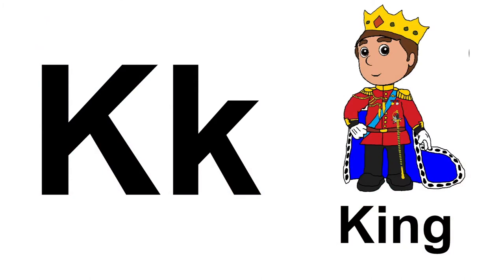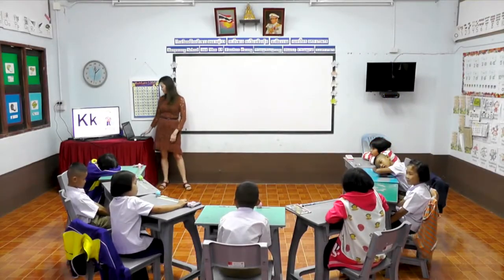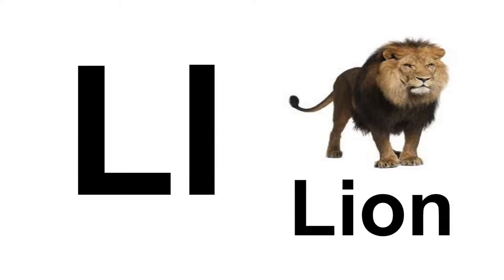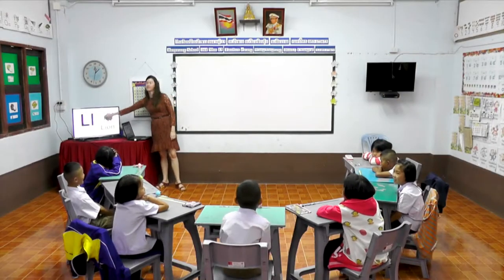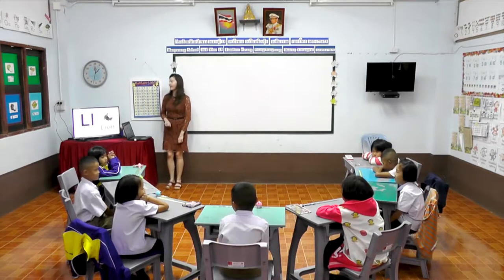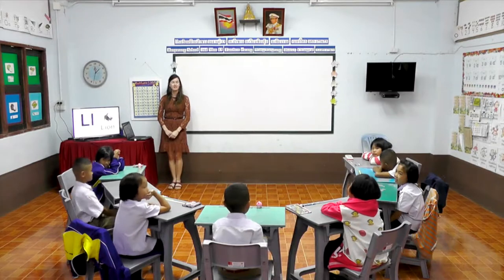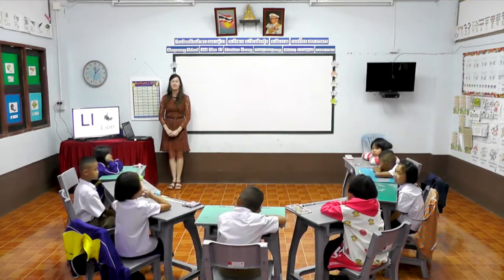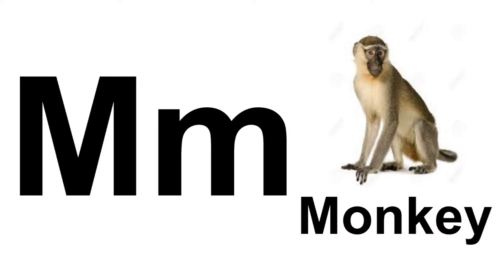Nadia, what letter is this? K. Ka, ka, ka. Good job. What letter is this? L is for lion. So L is for lion. La, la, la. Good job. One more for this one. What letter is this?